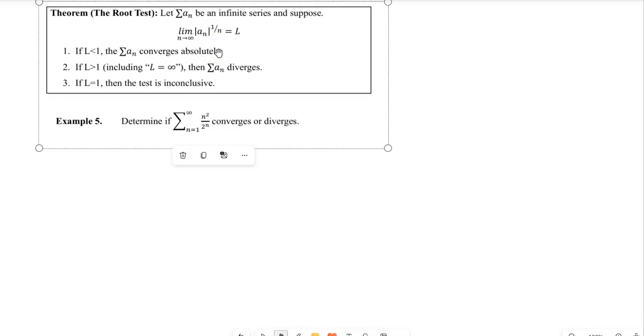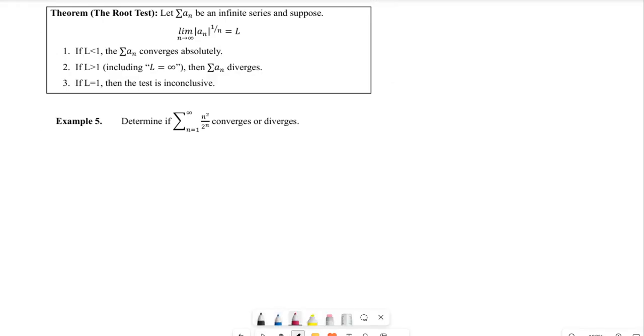Here we have another test. It is called the root test. Okay, let's look over what it says. It says if we have a given infinite series, suppose the limit as n approaches infinity of the absolute value of a_n to the power 1 by n is L. If L is less than 1, then the series converges absolutely.